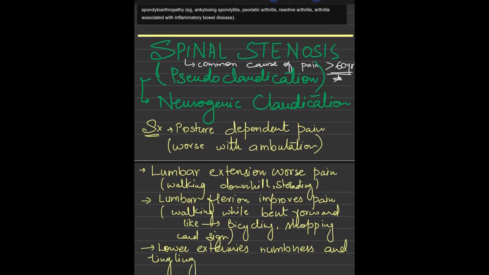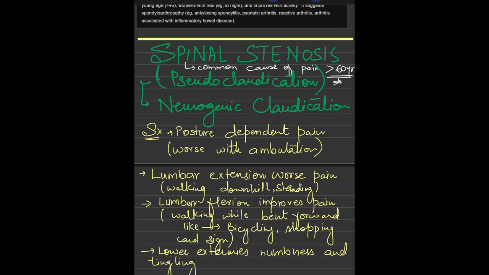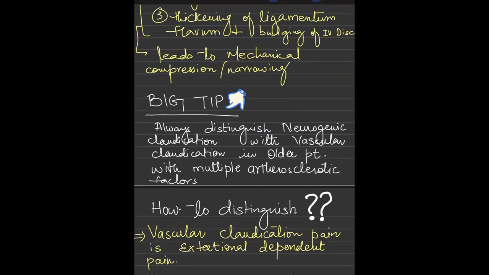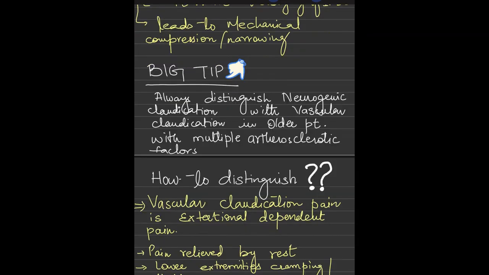As I have already discussed, the word claudication. Claudication, most importantly, we talk about vascular claudication. It is arterial or venous. But if we go down, I will tell you how we distinguish.